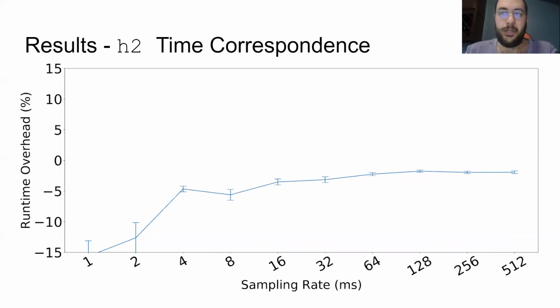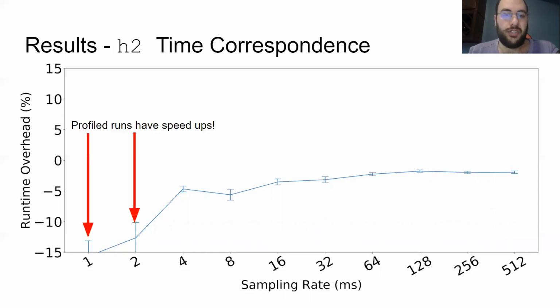What's very strange here is that there's actually a speed up for these very low sampling periods. So the 1 millisecond and 2 millisecond sampling periods. This is counterintuitive to what you'd expect from profilers, where you're actually looking to mitigate a slowdown. What could be happening here is that profiling the application has actually kicked the CPUs into higher frequencies, which have caused the speed up.